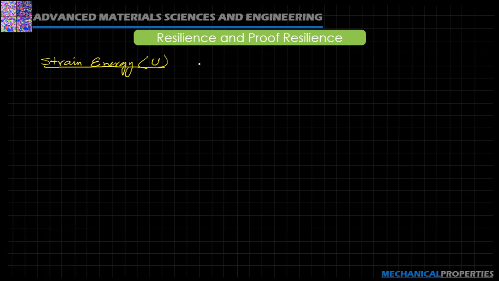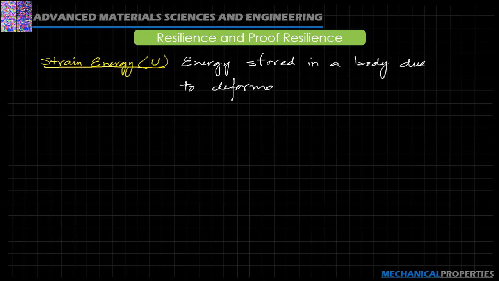So, it is the energy stored in a body due to the deformation. If we compress a spring, for example, due to this compression the spring will hold some energy, and spring can push any object by again using this energy.